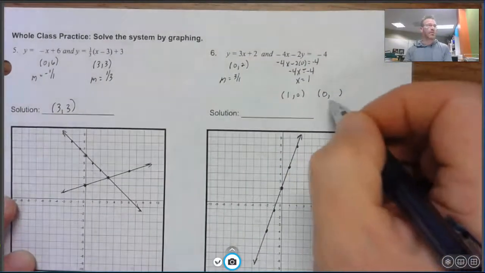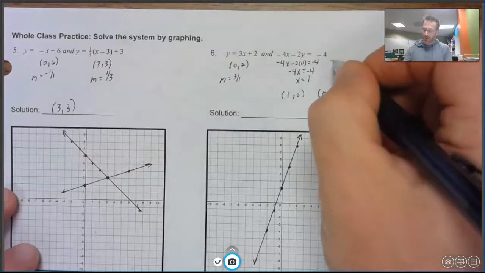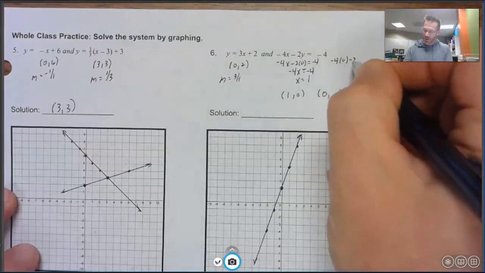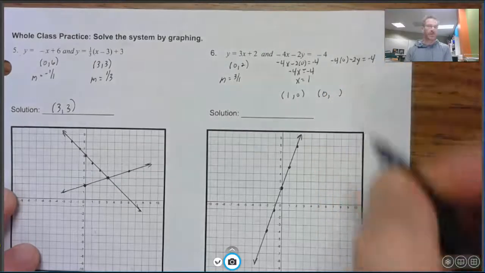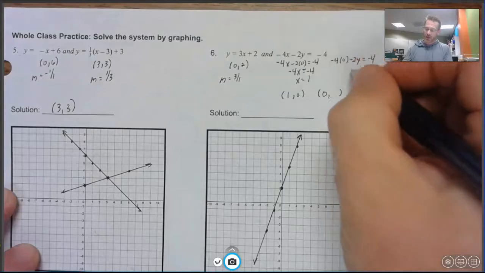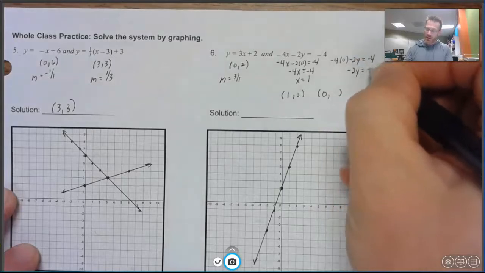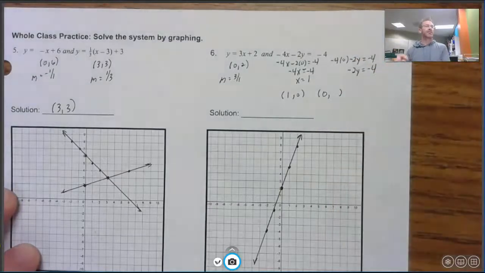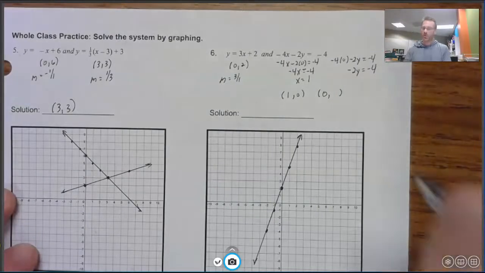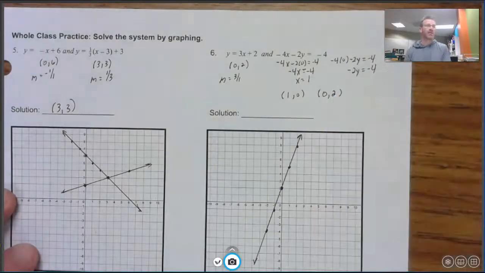Now let's repeat that and solve for our y-intercept. So negative 4 times 0 minus 2y equals negative 4. That is all 0. That leaves me negative 2y equals negative 4. And then negative 2 times what is negative 4? Negative 2 times 2 is negative 4. So my y-intercept is 0, 2.